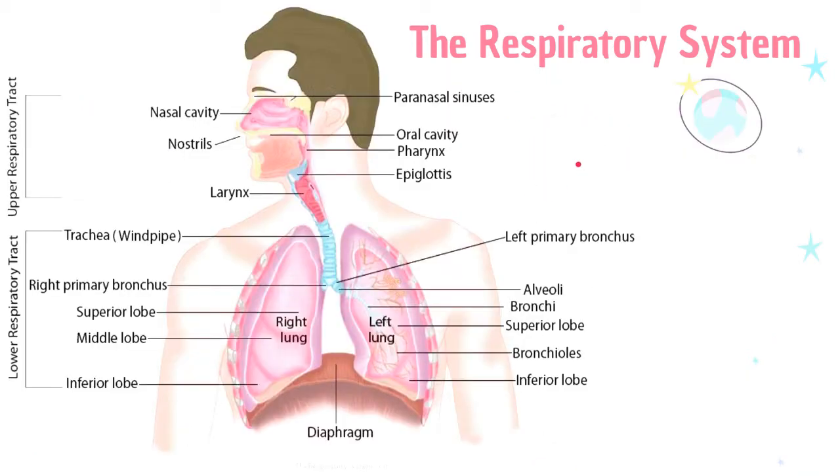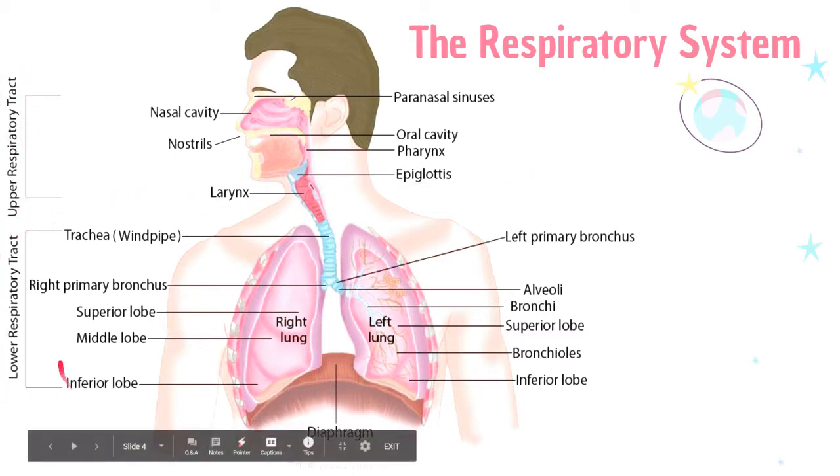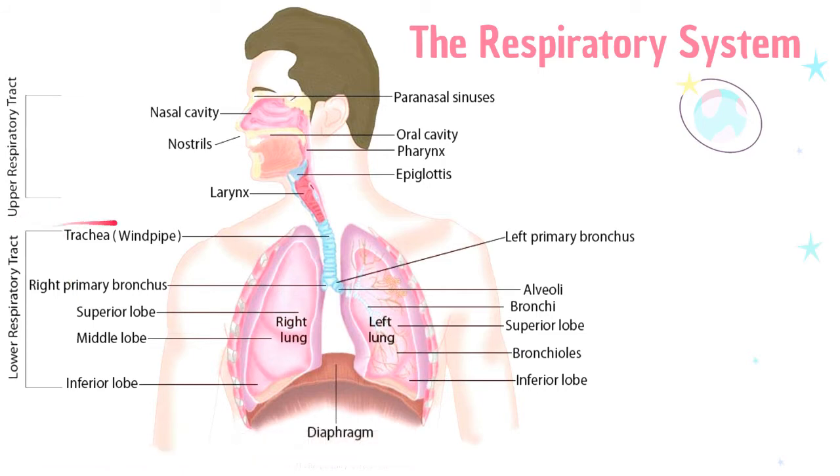So these are the parts of your respiratory system. It is divided into two, the upper respiratory tract and the lower respiratory tract. The upper respiratory tract includes your nose, nostrils, nasal cavity where the air enters, your oral cavity, your pharynx, the back of your mouth, epiglottis, the flap that closes the trachea, and your vocal cords, the larynx.